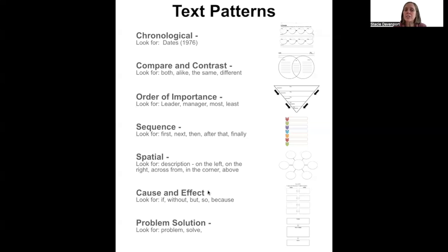The next one is cause and effect. And so you're looking for words like if, without, but, so, because. And so when you see those along with, hey, here's what happened and this is why it happened, then you could use an organizer similar to this. And then the last one that I have is problem solution. And so you're looking for actual words that say, this is the problem and this is how we solved it.